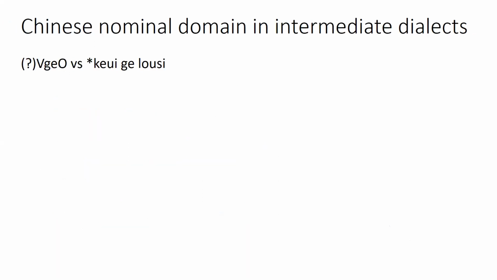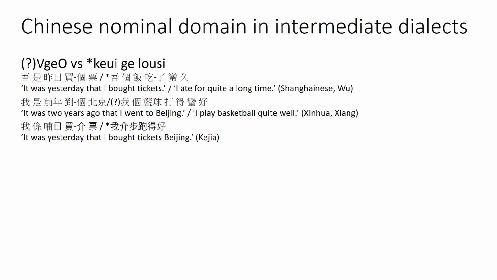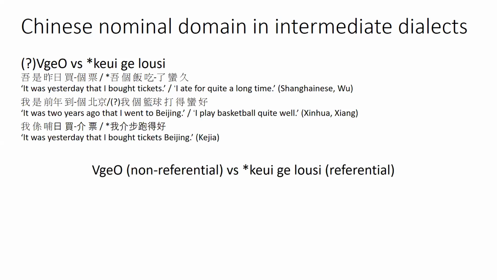Right, so if we look at the intermediate dialects again, I pointed out there seems to be an isogloss, and that VGO is permitted, but 佢嘅老師 or that type of activity nominal is not. So for example, if we look at these examples again in Wu, in Xiang, and in Hakka, in the previous slides I've shown you 我是昨日買嘅票，我是前日到嘅北京，我係尋日買嘅票. These are possible, but the activity nominals, these are not possible.